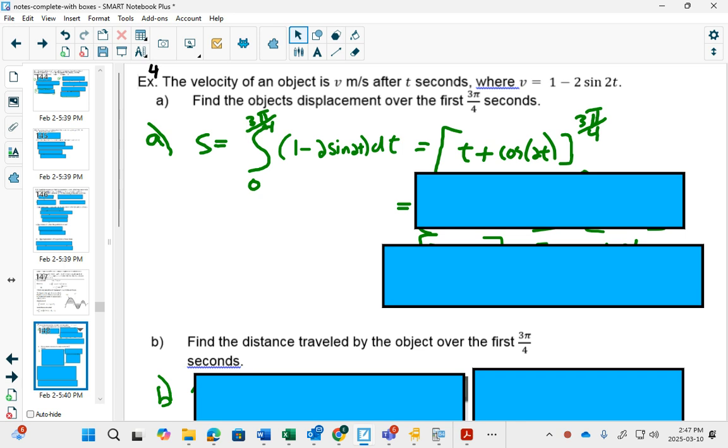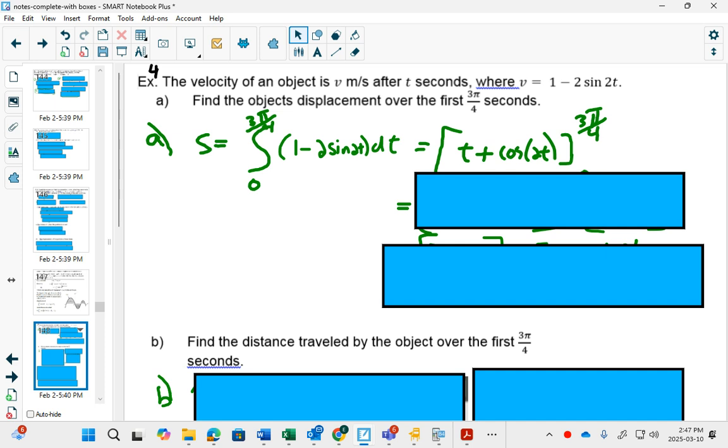Integration of this is pretty easy. We have a chain rule here, right? If you did the derivative of sine 2t, you would multiply by 2. So integrating, we have to think about taking away that chain rule. So we would divide by 2.